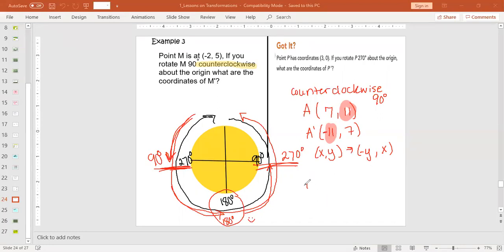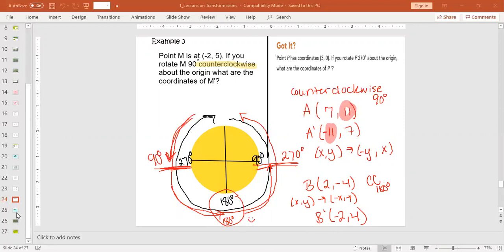If I want to, all right, point B is 2, negative 4. And I said do counterclockwise 180 degrees. You're like, oh, that's the easy one. That's the same as 180 clockwise. All we do is our rule is we switch the signs. So B prime will be -2, +4. Okay, that's all we have to do.